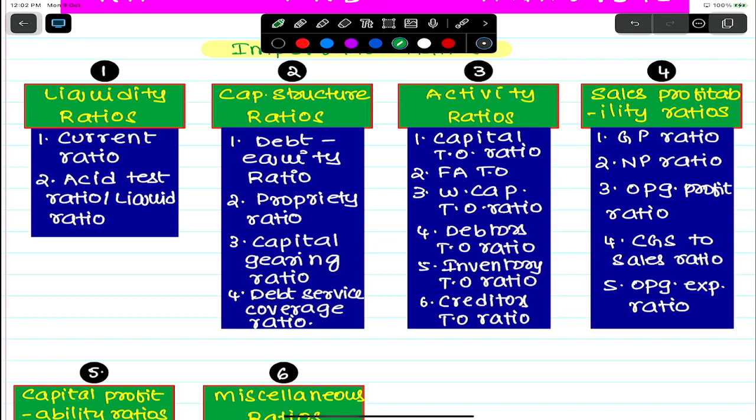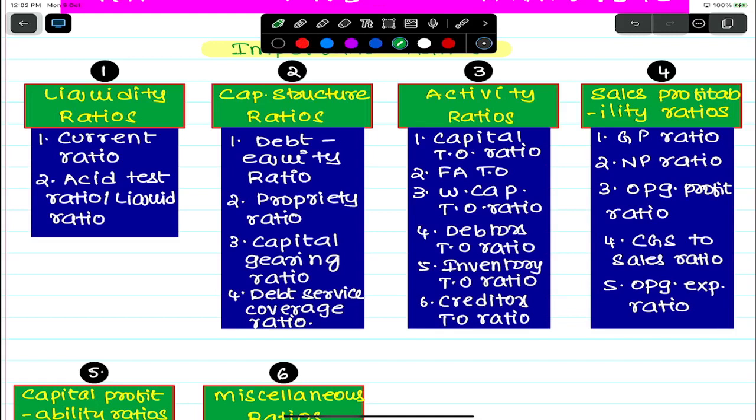Ratio type number 1. What is the first type called? Liquidity ratios. Second one? Capital structure ratios. Third one? Activity ratio. Fourth one? Sales profitability ratios. Next one? Capital profitability ratios. And the last one will be miscellaneous ratios.